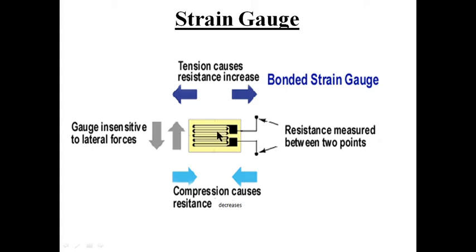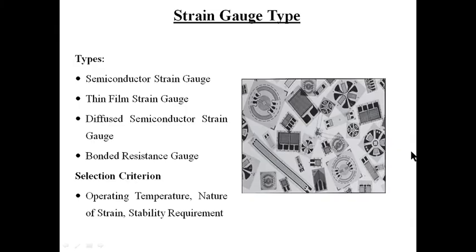The resistance of this wire depends on the applied force. During tension, the length increases, so the resistance of the wire also increases, and when we apply compression, the resistance of the wire decreases. Some strain gauge types are: semiconductor strain gauge, thin film strain gauge, diffused semiconductor strain gauge, and bonded resistance gauges. Then selection criteria.